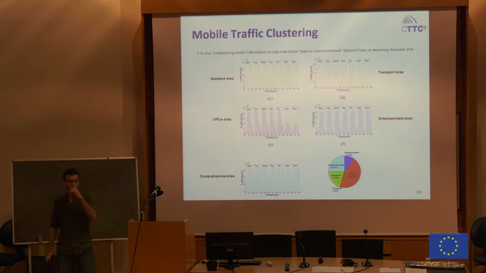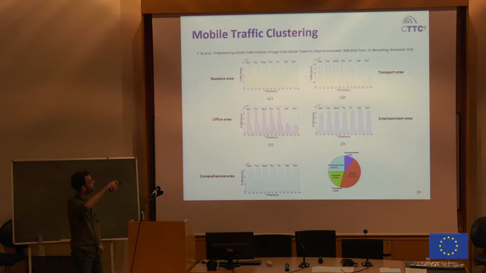Since they have looked at this problem, they try to cluster the traffic behavior in different areas of the city, and through some algorithm they have identified 5 regions for the whole data set that they have. The first one they call the resident area, which has this diurnal behavior and this behavior for the whole week. Another one is the transport area, and then office, entertainment, and comprehensive areas.